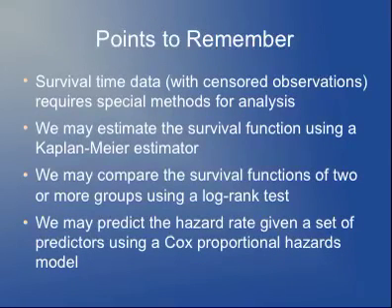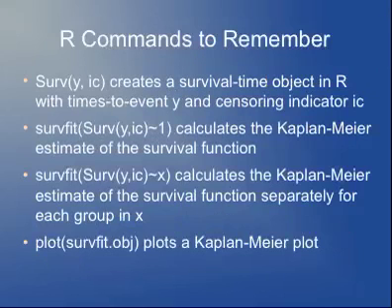So, things to remember for today's lecture: survival data, when you have censored observations, require special analytic methods. If you want to estimate how long experimental units will survive, you can use a Kaplan-Meier estimator. If you want to compare the survival functions of a couple groups, then there's a log rank test. You can also predict the hazard rate for a given set of predictors using a Cox proportional hazards model. And here's a list of R commands that I discussed today.